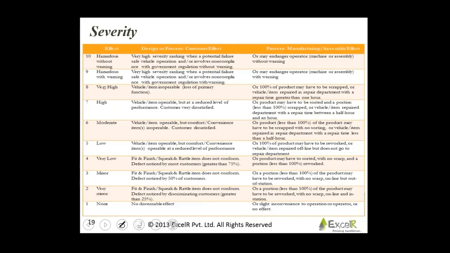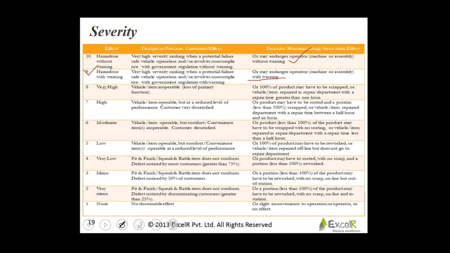Here are the various definitions of the various ratings which we have. We have already discussed that if severity is given as 1, it has no discernible effect, or only slight inconvenience caused to the operator or to the operation process, or no effect absolutely. From there it moves on, and if I'm going to rate something as 10, it is hazardous without warning. It might endanger the operator, machine, or assembly without a warning. 9 means at least there is a warning. There is a warning symbol for me.